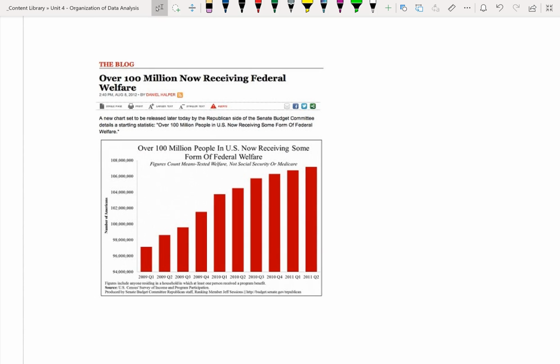Finally, over 10 million now receiving federal welfare. Again, it looks like a large increase, but if you look at the actual values on the side, you could argue that it's slowly increasing, so it's not that big of a jump in terms of the years. It seems to be going up.